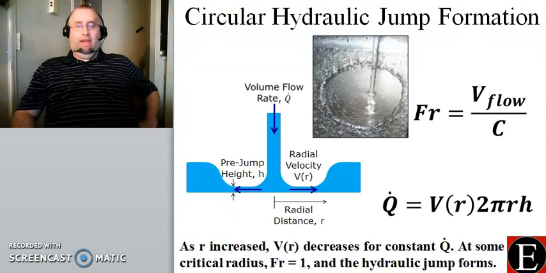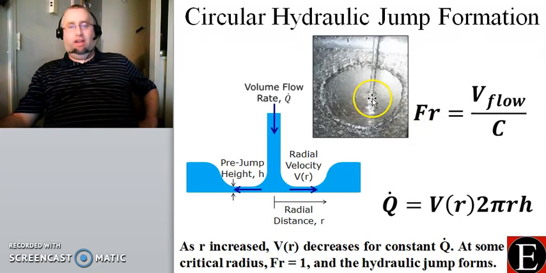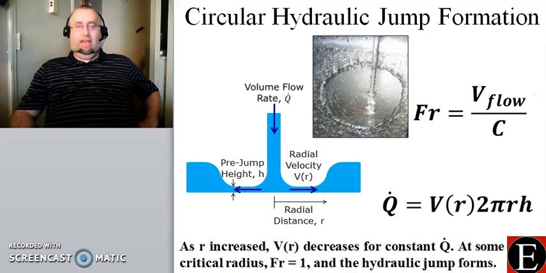So in a rudimentary but still quantitative way, that is a further explanation of what creates a hydraulic jump. It's essentially the reduction of the velocity as a result of mass conservation as the fluid moves outwards from this point of contact in the stream that's hitting your kitchen sink.